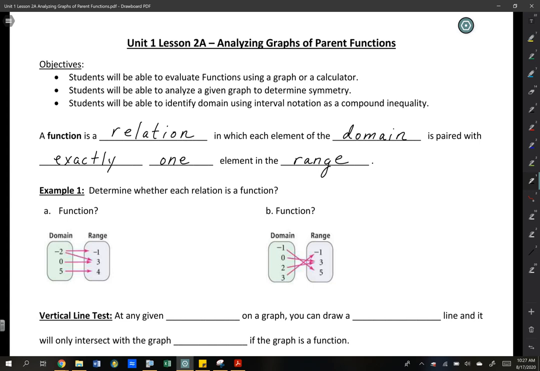So for example 1, it says determine whether each relation is a function, right? And if you take a look at letter A, you can see that this -2 value in the domain is related to two different values in the range. So that doesn't meet the requirement of a function that has to have exactly one element in the range, okay? -2 goes with -1, and it's also paired with 3. So letter A is not a function. We'll just make a note here. -2 has two outputs.